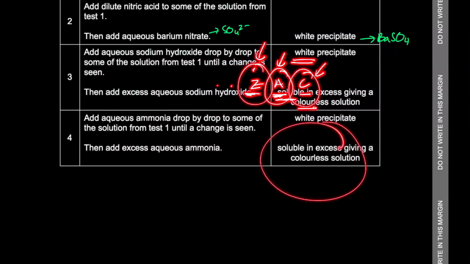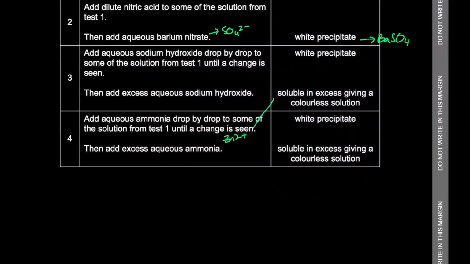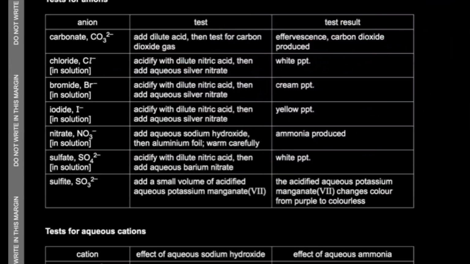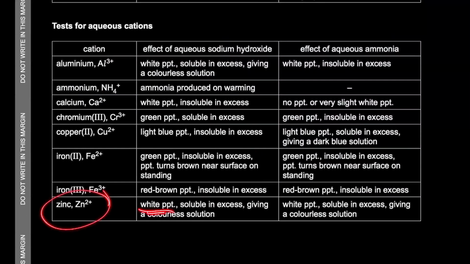But it's also soluble in ammonia, so that means it's zinc. Zinc ions are present because zinc is the only cation that forms a white precipitate with ammonia and hydroxide, and it's soluble in both. You can verify that from the table. Zinc forms a white precipitate with hydroxide and dissolves in excess, and it forms a white precipitate with ammonia and dissolves in excess.